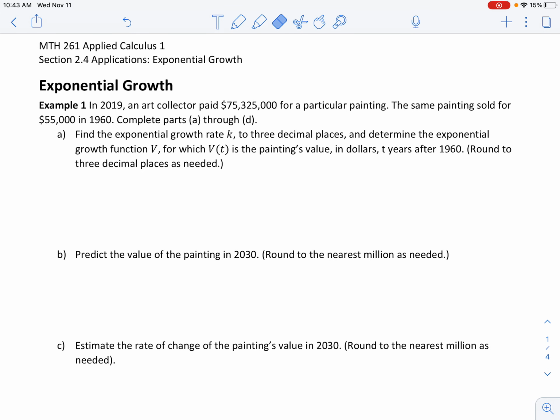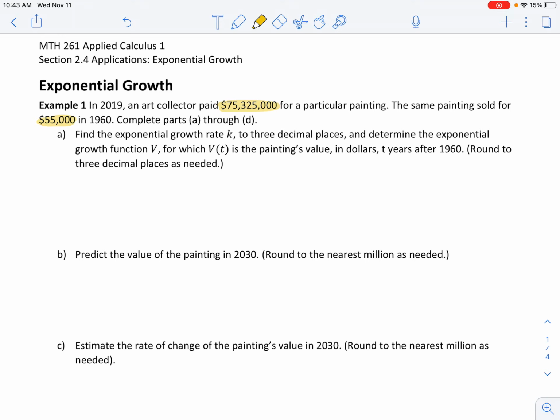Okay, alrighty. So example 1: in 2019, an art collector pays $75,325,000 for a particular painting. Wow, okay. What kind of painting? Out of curiosity, I was trying to Google. All right, anyways, the same painting sold for $55,000 in 1960. So it went up a lot, as you can see. It was only $55,000, and I say only compared to $75,325,000. So over, however many years, the painting became very expensive.